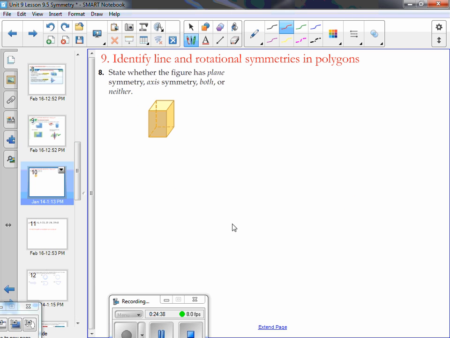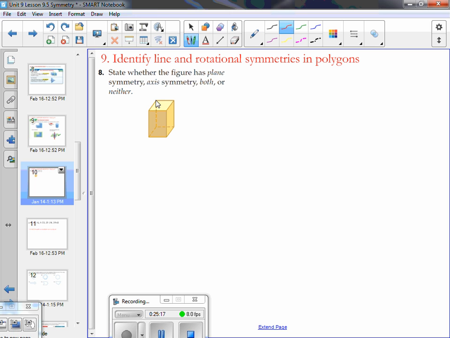All right. So let's make sure. Number 8. State whether the figure has plane symmetry, axis symmetry, both, or neither. Yeah, it's going to have both, right? Now, assuming that those are really rectangles, okay? We can connect the center of that one, the center of that one, make that our axis, and if they're squares, we can do it 4 times. If they're just rectangles, we can do it twice. And so that's how it has axis symmetry.